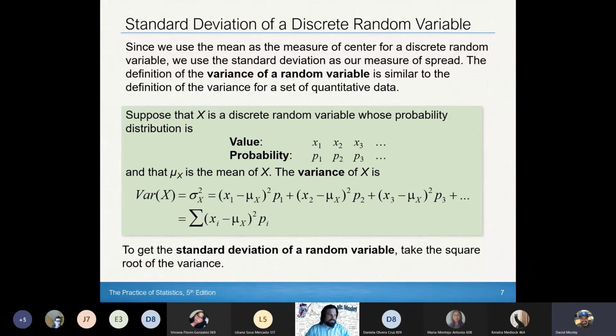To get the standard deviation of a random variable, just like getting the standard deviation of quantitative data, you have to take the square root of the variance. So all the legwork is in calculating the variance, and then you just throw that under a square root sign and hit enter on your calculator, and you then have the standard deviation. All right. And we'll see an example of this on the next slide.